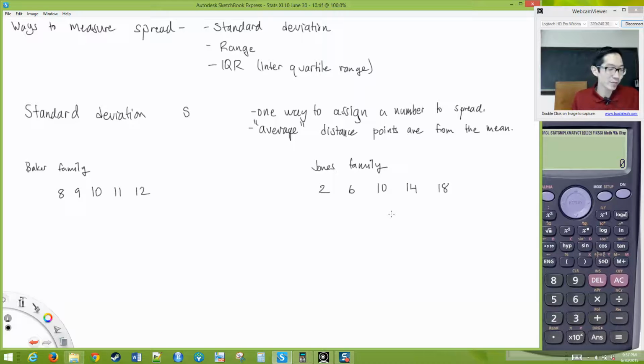So this is so obvious, but which family has more spread? The Jones family, right? The oldest kid is 18, the youngest kid is 2, and you can kind of see everyone all spread out, and the ages are very different, and they're having to deal with kids going to college and also kids in diapers at the same time, okay?